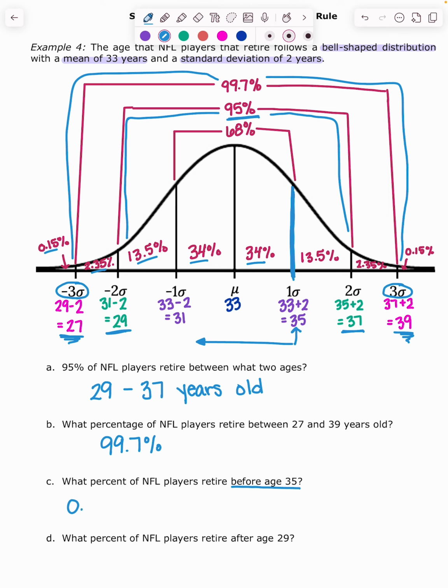So 0.15 plus 2.35 plus 13.5 plus 34 plus 34. If I add all of that together, I should get 84%. So 84% of NFL players will retire before the age of 35.